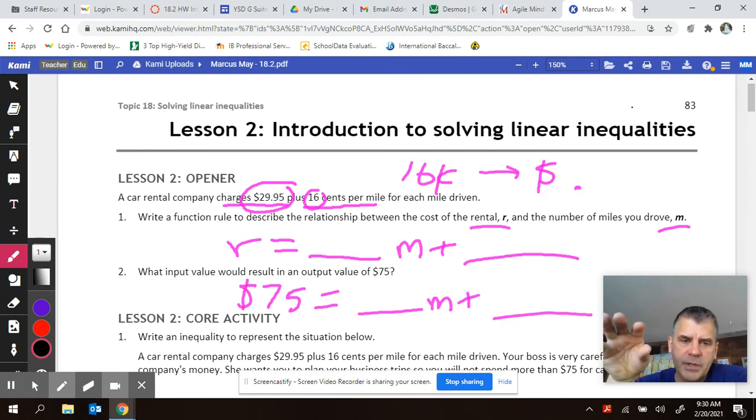Pause the video, finish that, work through it. It's going to help you as we go into the next part in the core activity.